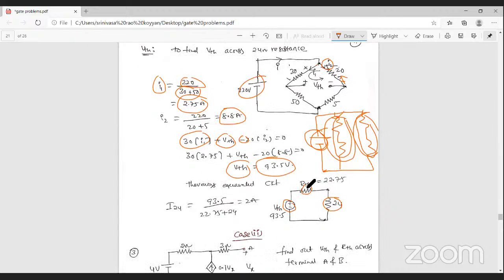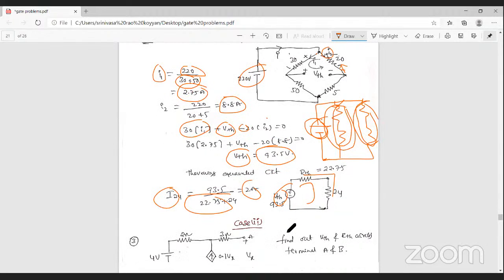So we know VTH and RTH. Then you can connect the Thevenin's equivalent circuit. Then we find the current at the 24 ohm, so connect the 24 ohm. If you connect it, the current I24 is equal to total voltage by total resistance. Both are connected in series. Then you can find the current is 2 amperes. Okay, do you understand? This is the case 1 problem.